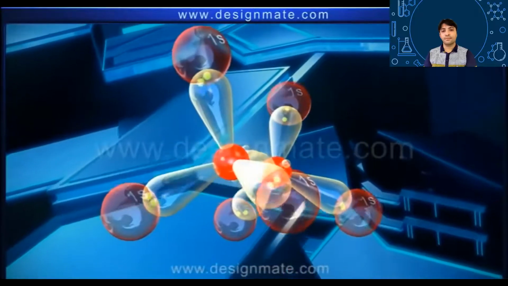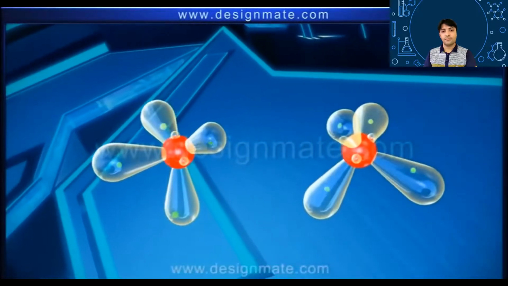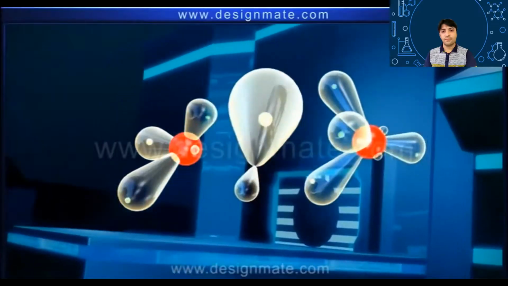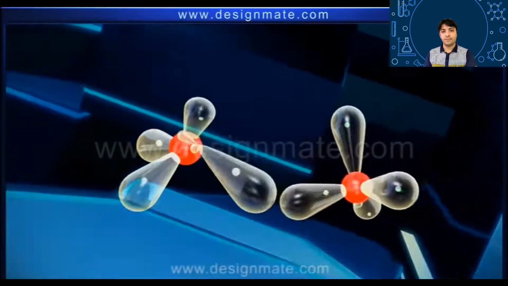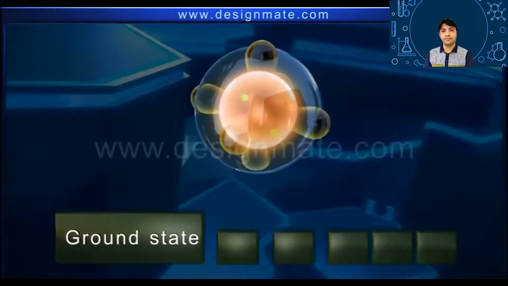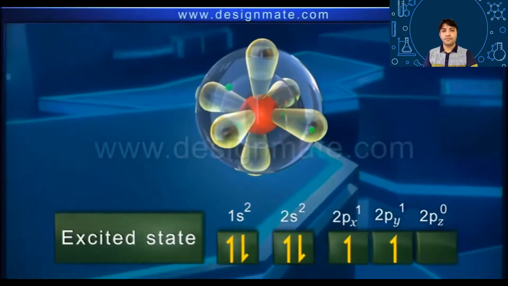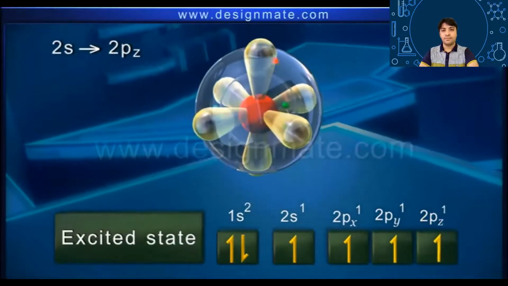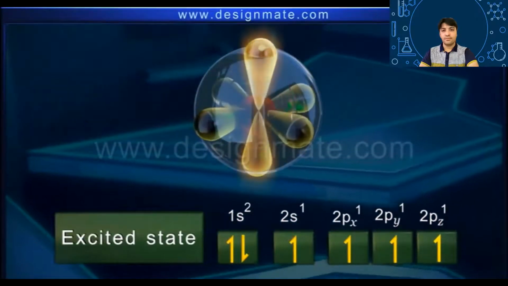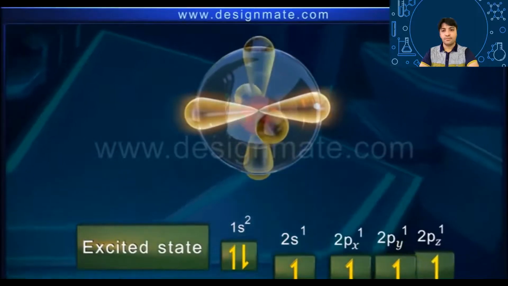Let us now remove the six hydrogen atoms from this structure. Also, drag the two carbon atoms apart. We can clearly see four equivalent sp3 hybrid orbitals around each carbon atom. Each of these orbitals has one lobe bigger than the other and is occupied by a single unpaired electron. Now, consider a carbon atom having atomic number 6 in the ground state. Its electronic configuration is 1s2, 2s2, 2px1, 2py1, 2pz0. On excitation, an electron jumps from the 2s orbital to the 2pz orbital, resulting in an electronic configuration of 1s2, 2s1, 2px1, 2py1, 2pz1.